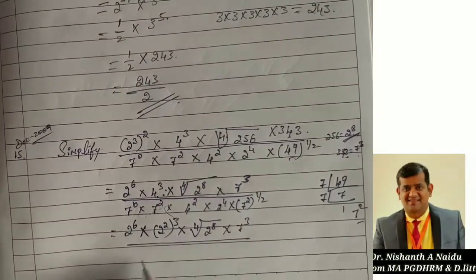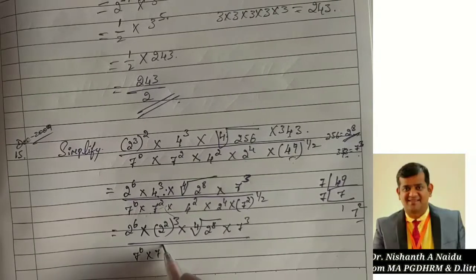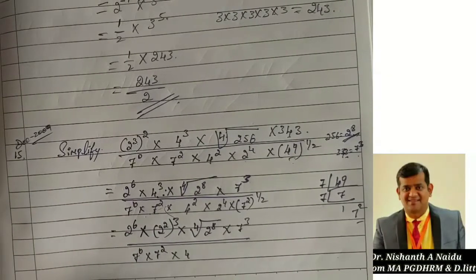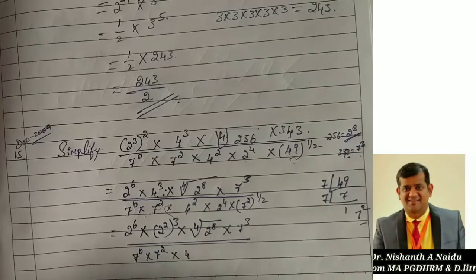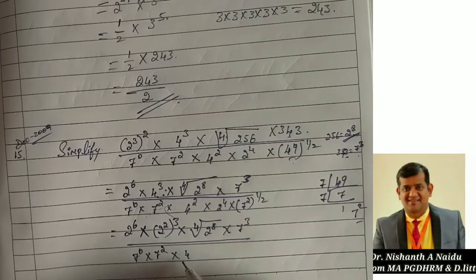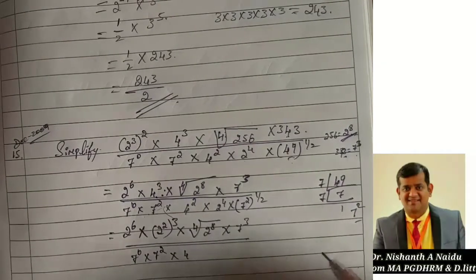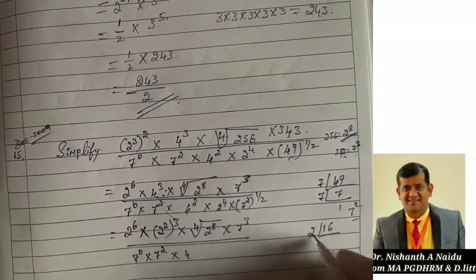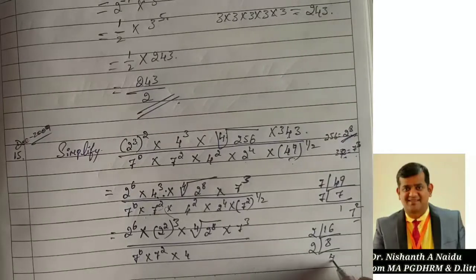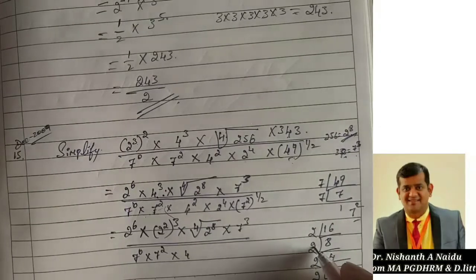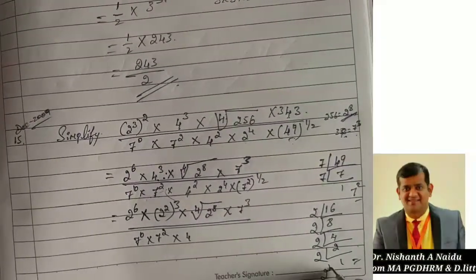So divided by 7 to the power of 0 into 7 to the power of 2 into 4 to the power of 2. Can we convert this into 4 to the power of 2 in a simplified manner? Yes, right? That is 2 to the power of 4. Correct? So 4 to the power of 2, how much? 4 into 4, that is 16. So now if you find LCM for 16, 2 8s are 16, 2 4s are 8, 2 2s are 4, 2 1s are 2. So that is equal to 1, 2, 3, 4. So that is 2 to the power of 4.